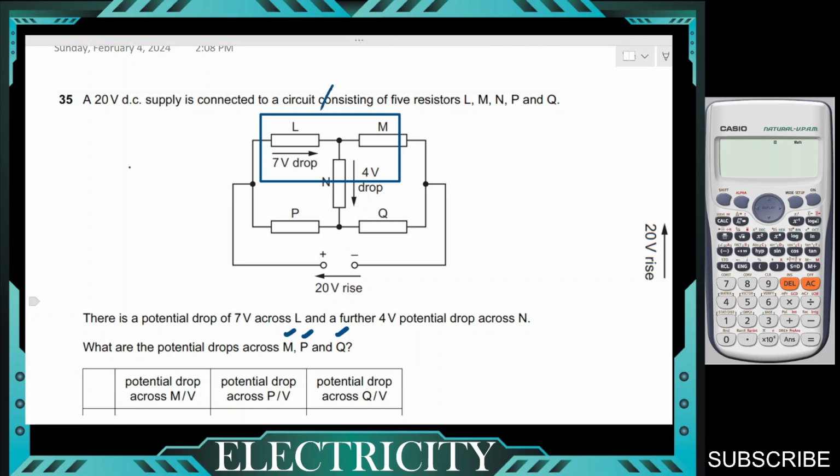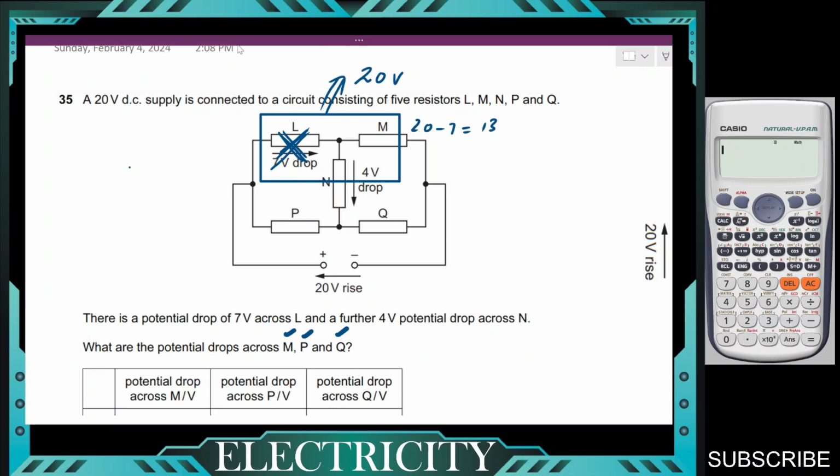So collectively, the potential difference across these two has to be 20 volts. Out of that 20 volts, 7 volts drop over here. A potential of 7 volts has been dropped across the resistor L. And what are we left with? We are left with 20 minus 7, which would then be provided to the resistor M. So the potential drop across M would simply be 13.